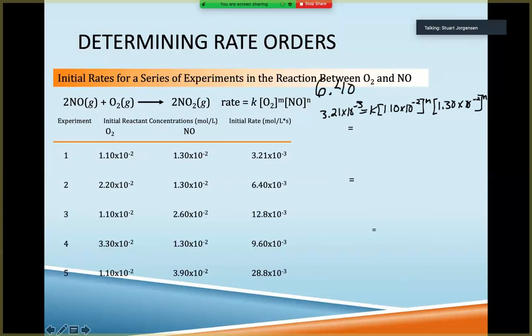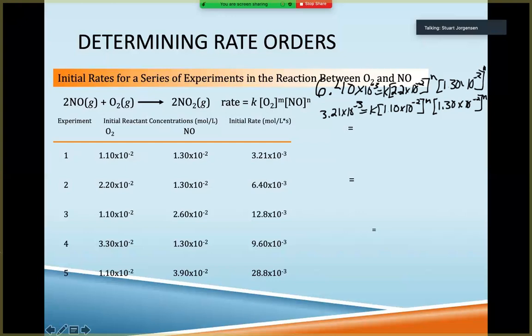That must mean 6.4 times 10 to the negative third is going to equal some constant K. We've got a change in our oxygen, which is 2.20. We doubled it, 2.20 times 10 to the negative second, raised to some power M, times, it's the same, 1.30 times 10 to the negative second, raised to some power N. Sorry, that's an N. Good news though, because we're going to be able to get rid of some stuff here.